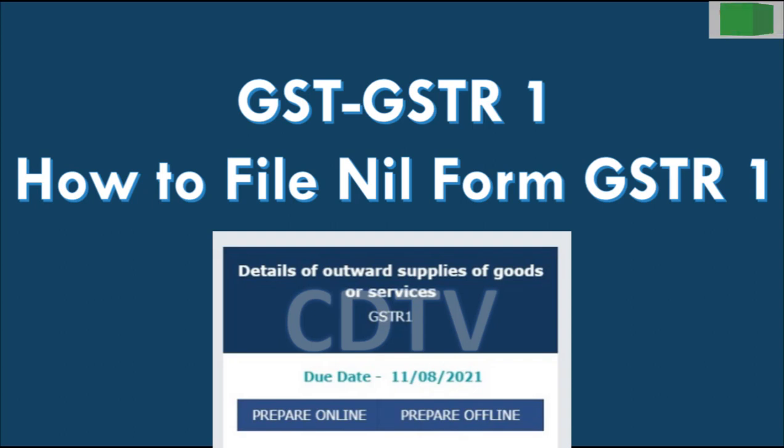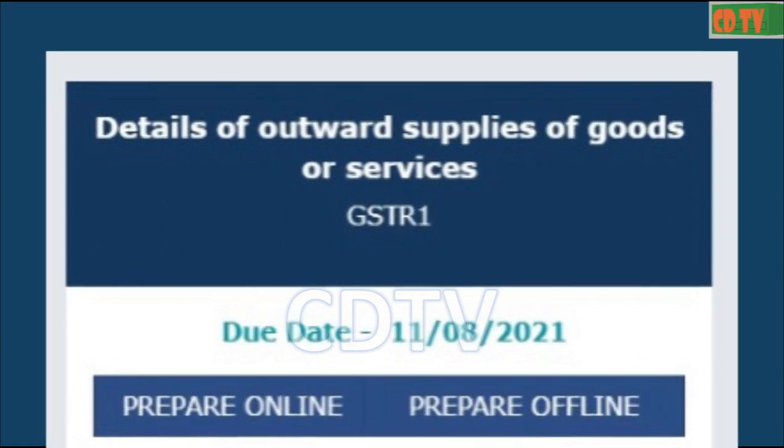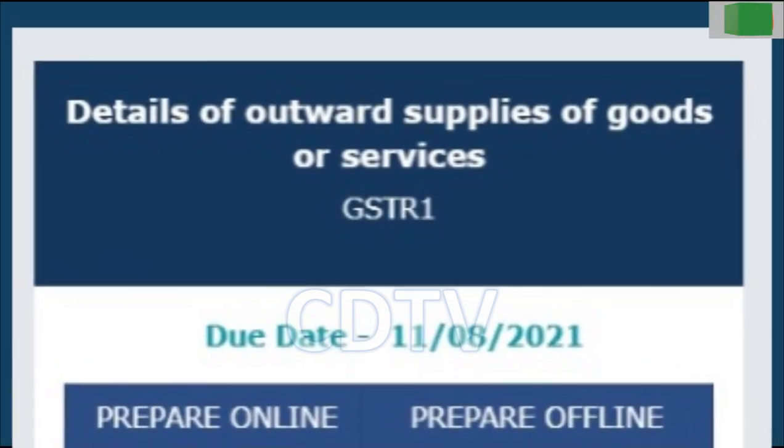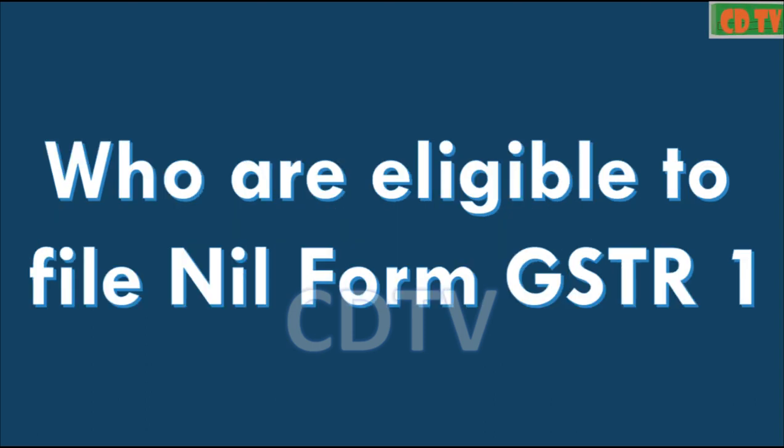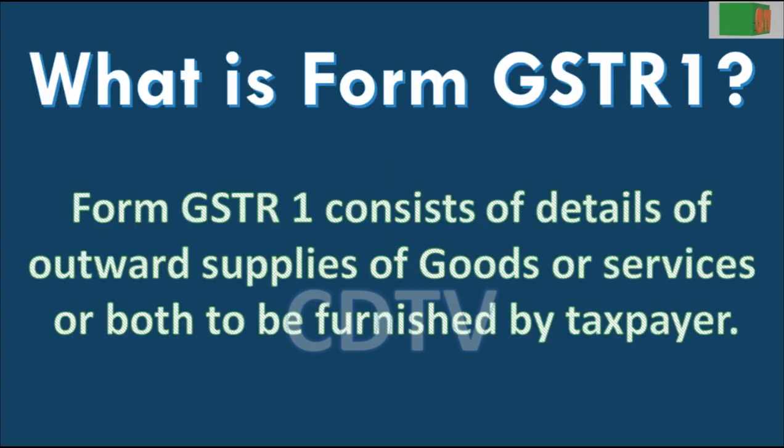Today we will learn how to file nil form GSTR1. First we will know what is GSTR1 and also know in what conditions GSTR1 is filed as nil. Form GSTR1 consists of details of outward supplies of goods or services or both to be furnished by the taxpayer.